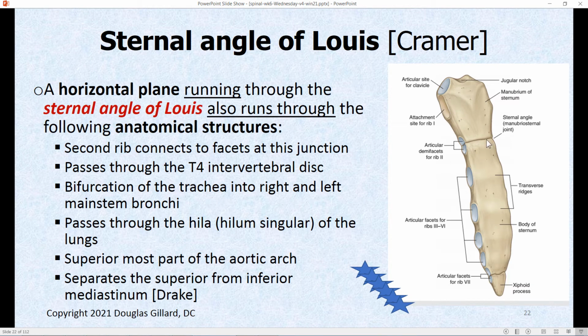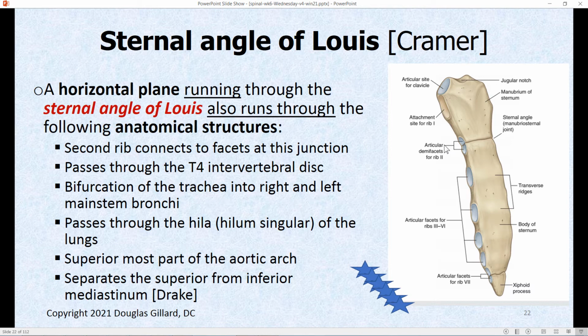So what do we know about this horizontal line? Well, first of all, we learn in palpation, if you find the sternal angle of Louis and palpate out, you actually hit the second ribs here. So that's important. It also, if you push the plane deep through the body, goes through the T4 intervertebral disc, so kind of halfway between T4 and T5. It also hits the bifurcation of the trachea, where the trachea becomes the right and left mainstem bronchi.